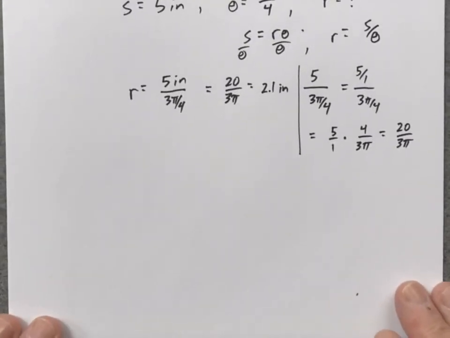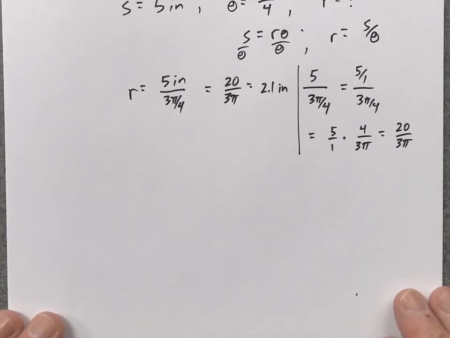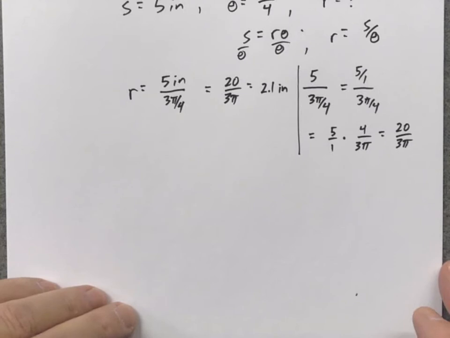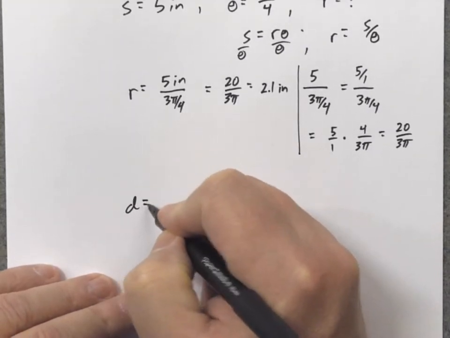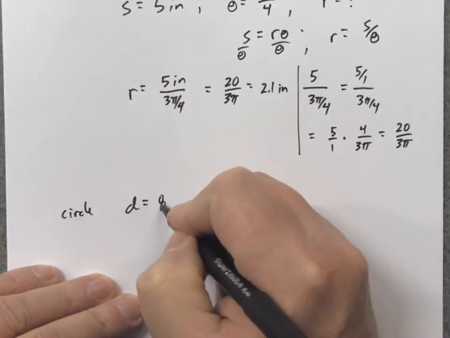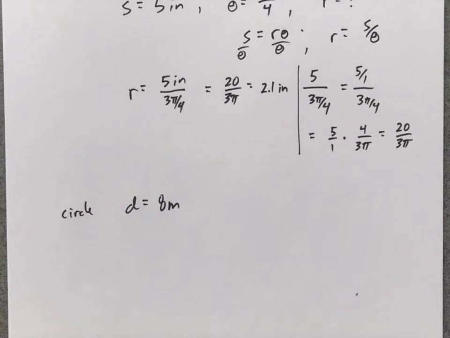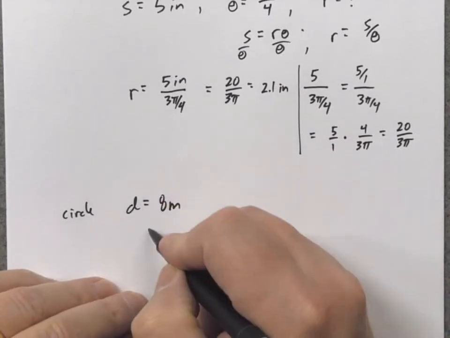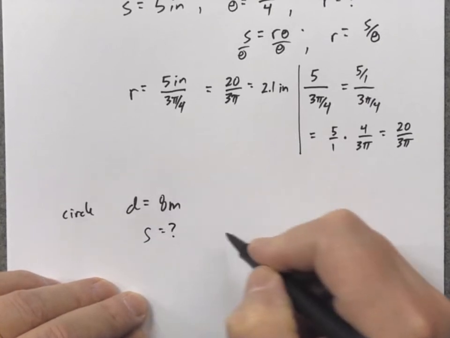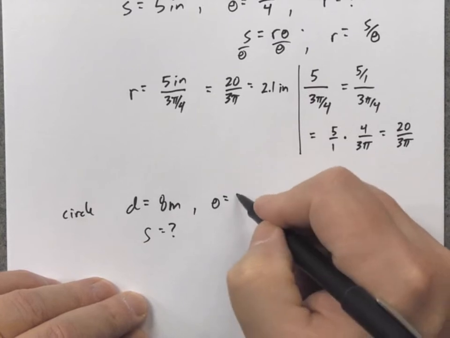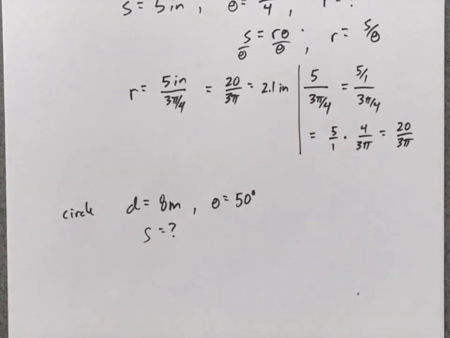Now there's another problem that we can do, and this one says for a circle with a diameter of 8 meters. All right, this is something different. So first of all, we've got a circle, diameter of 8 meters. Find the arc length, round to the nearest tenth, for an angle of, let's do this one, 50 degrees. So you've got a circle with a diameter of 8 meters, an angle of 50 degrees, and what would the arc length be? What's the distance around the edge of the circle for this situation?